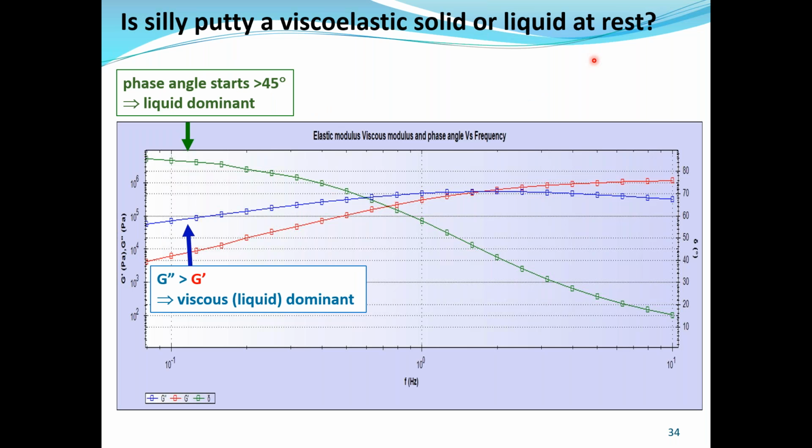Anyway, back to silly putty. I know this is a repeat of what I've gone through before, but I just want to review some aspects of frequency study. In this case, we can see at a low frequency, the viscous modulus G double prime is higher than the G prime, the elastic modulus. It's viscous dominant, it's more liquid at low frequency, and the phase angle is well over 45 degrees. We can see it's about 85, 80, or in the high 80s degrees. It is liquid dominant. As we increase the frequency, it becomes more solid dominant.